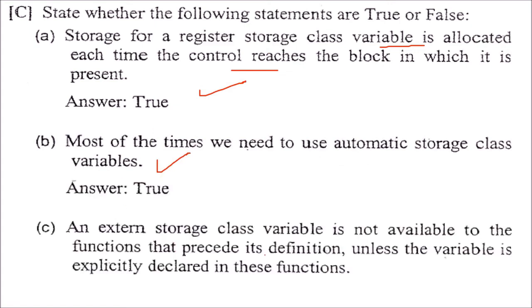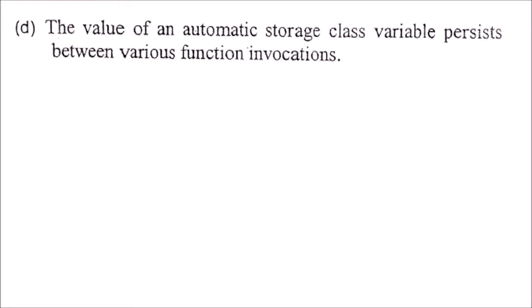True. An external storage class variable is not available to the function that precedes its function unless the variable is explicitly declared in this function. Yes. If it is not declared and it is declared after the function, then it will not be available. So it is true.